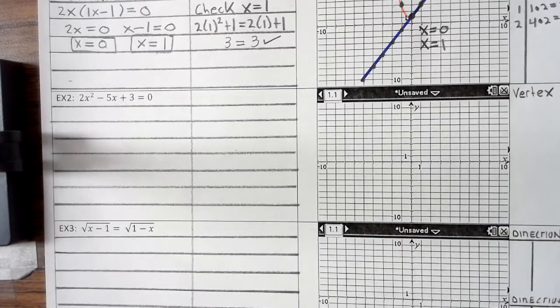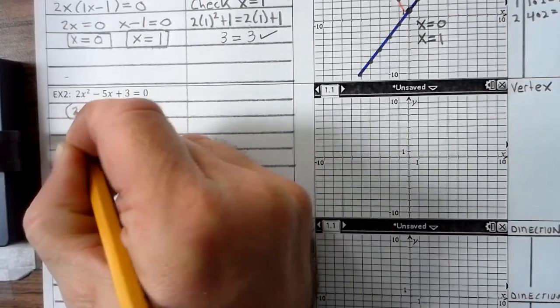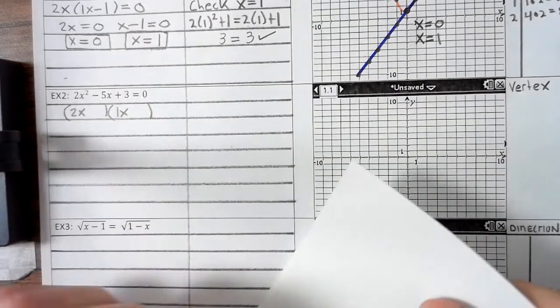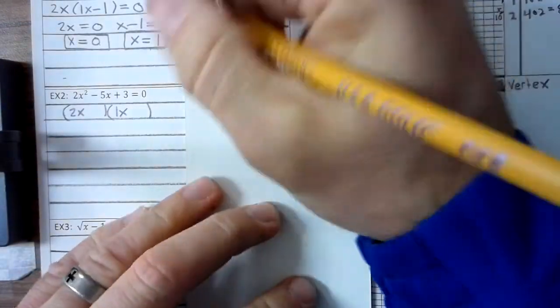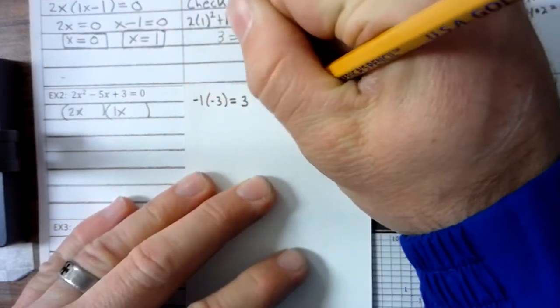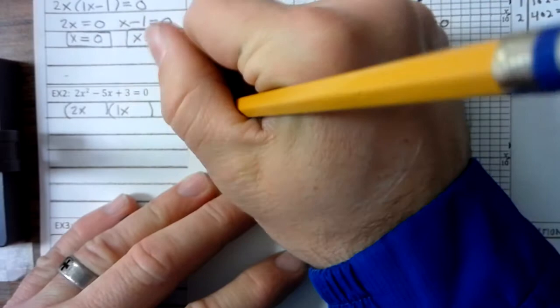All right, so here we want to see if we can factor. So 2 parentheses. So we know 2x and 1x. And we need to find all the combinations that make 3 and combine to be -5. So let's see. So -1 times -3 is +3. And -1 minus 3 is -4. That doesn't work.